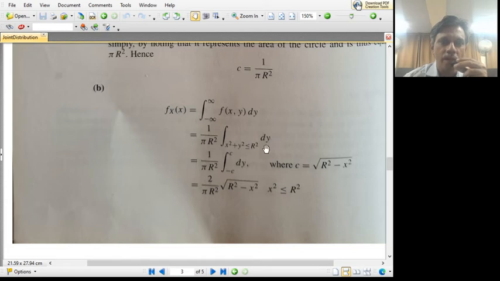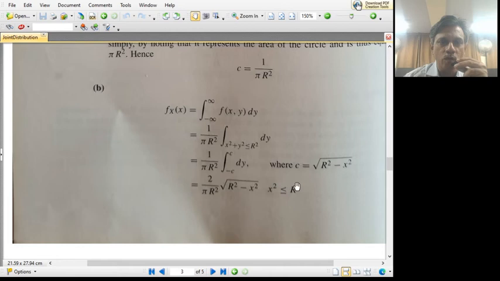Now let's define a value c, which is root of r squared minus x squared. Of course, be careful, this c is totally different from the earlier c. It could have been better to use some other notation for this. With this notation, this becomes nothing but the integral from minus c to plus c of dy, because for a given value of x, y will range from minus c to plus c. So if you perform this integration, you get y applied between c and minus c. So 2c is what you will get.